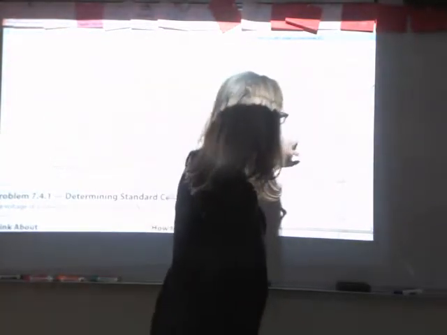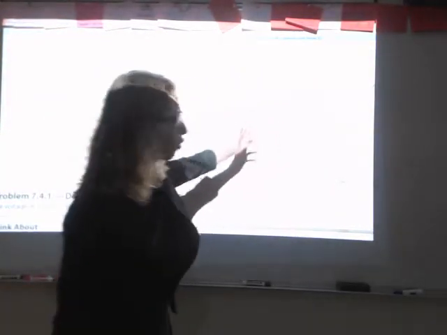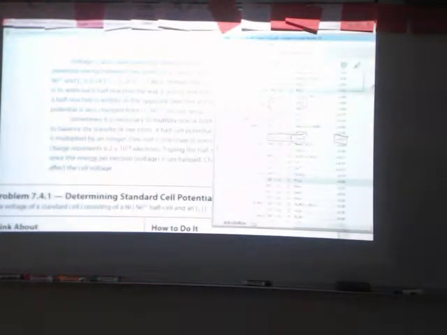If you multiply this half reaction by a whole number to get the electrons to match another half reaction, you do not multiply the reduction potential by that whole number as well.